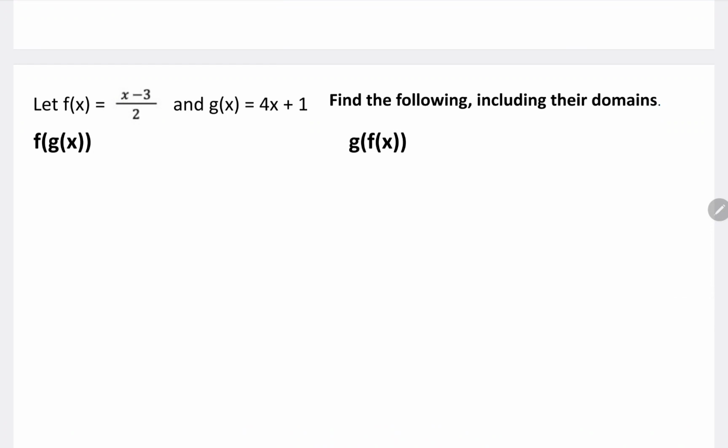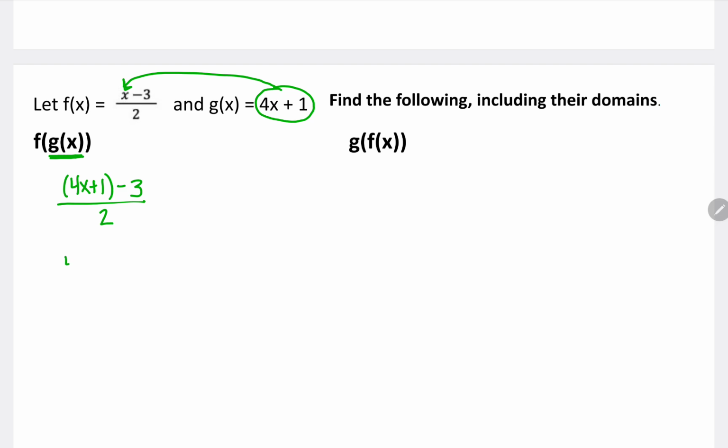Let's look at what that looks like when we're actually talking about functions and not just plugging in a number. So when we're talking about functions, again, we're looking at the inside function first. So g of x is on the inside. So that means we're going to plug g into f. F is my outside function. So we're going to take g and we're going to plug that in everywhere there's an x in function f. So in this case, what that would look like is 4x plus 1 is where that x is, but then there's still a -3 in the numerator and a 2 in the denominator.